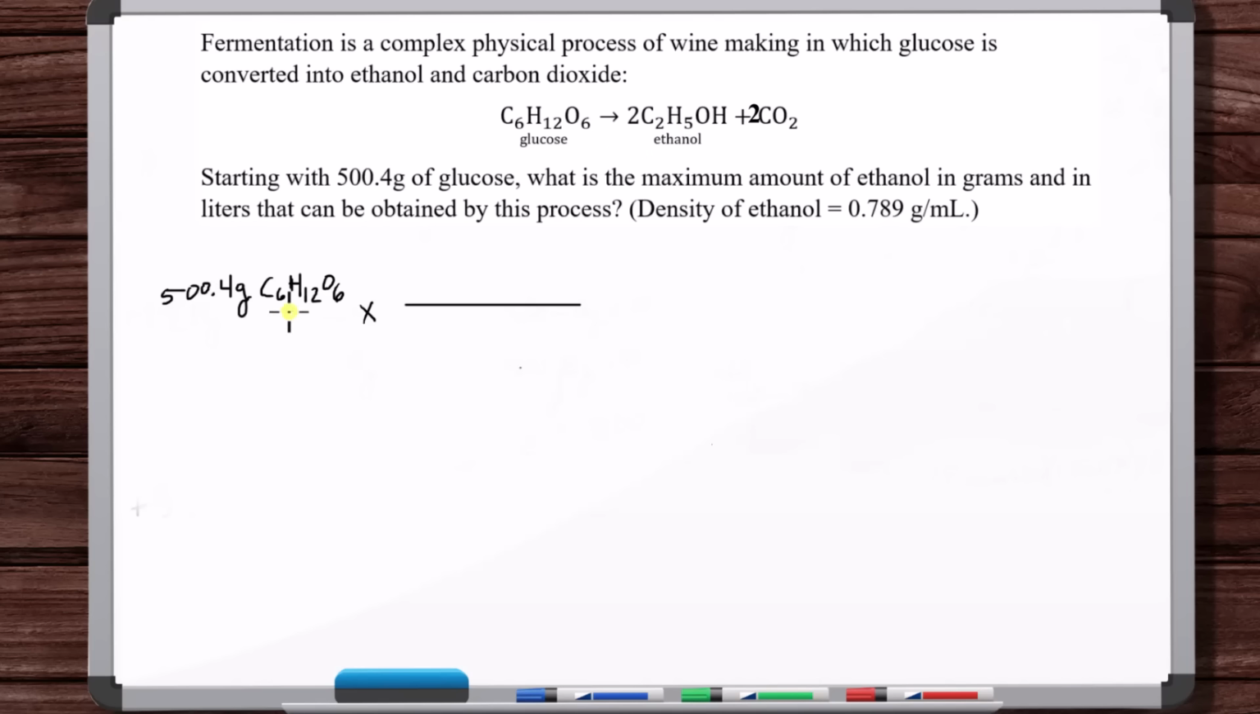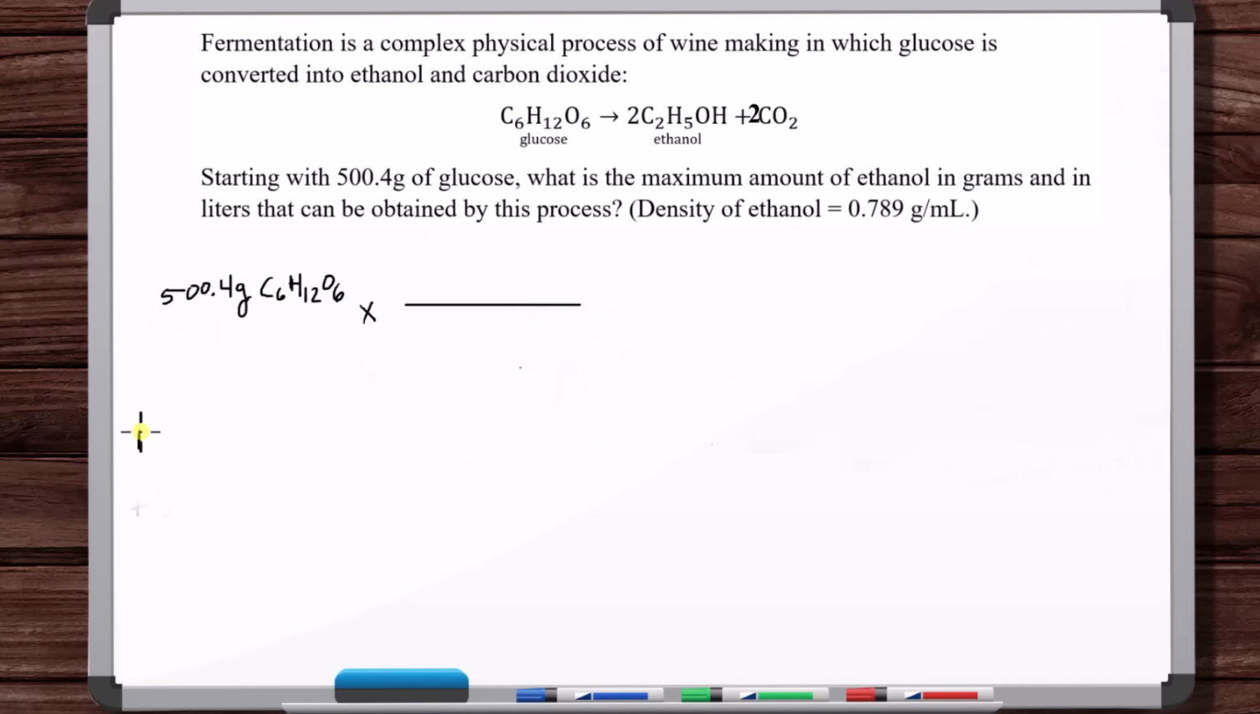Okay, so we need to convert this to moles. Once we have the amount of moles of glucose, we can use the mole method to get to the moles of ethanol. Then we can convert the moles of ethanol to grams. We'll have that as the first answer. Then we can convert to liters with this. So how do we convert grams of glucose to moles of glucose?